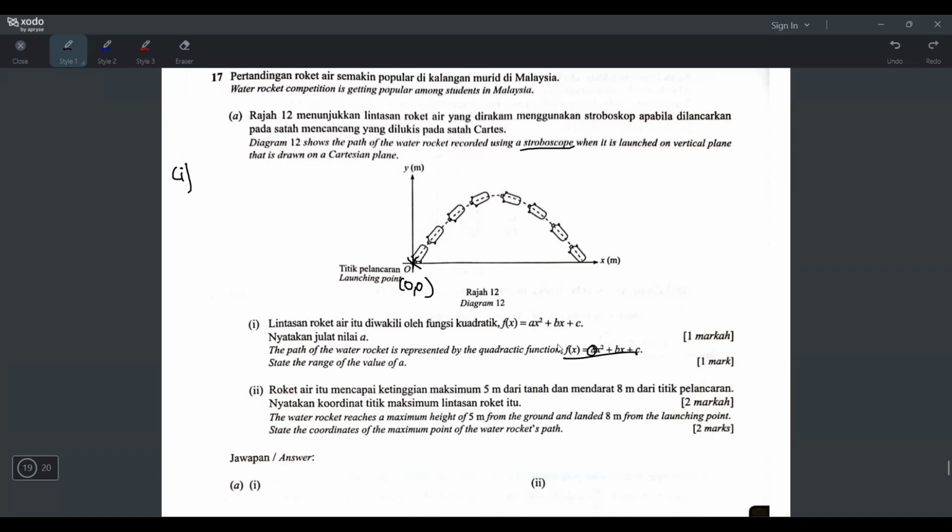Okay, A determines the shape of the quadratic curve. So if the curve looks like this, then your A confirm is negative, right? Yeah, because it's like a sad face like this. So when it's a sad face, the A is a negative value. Okay, sudah siap. Question 2.